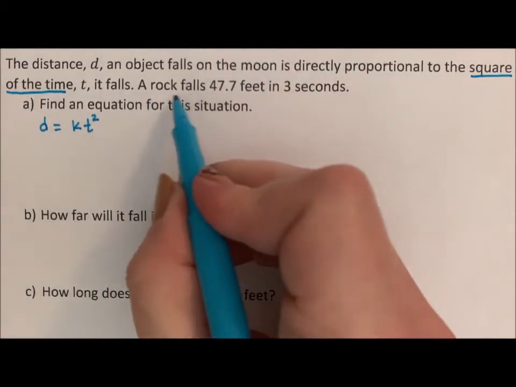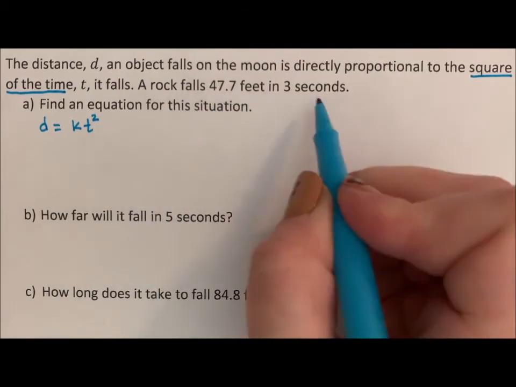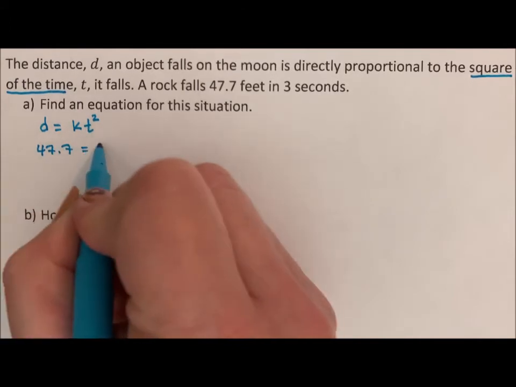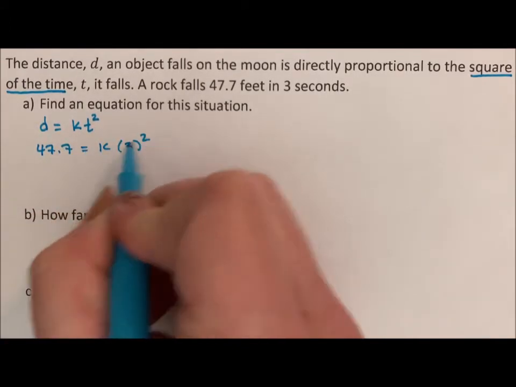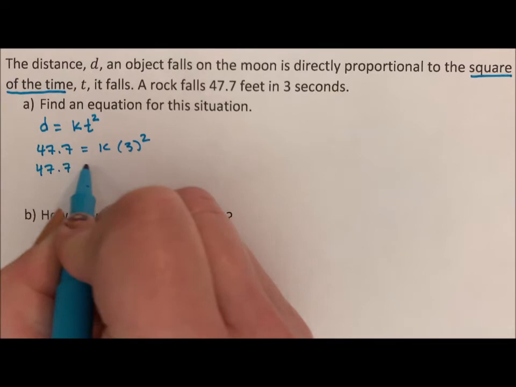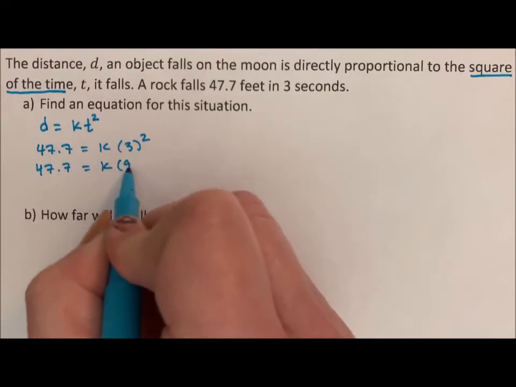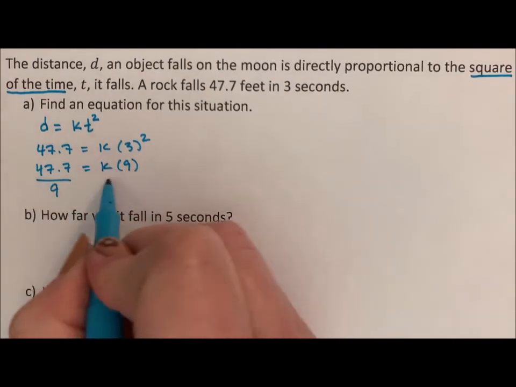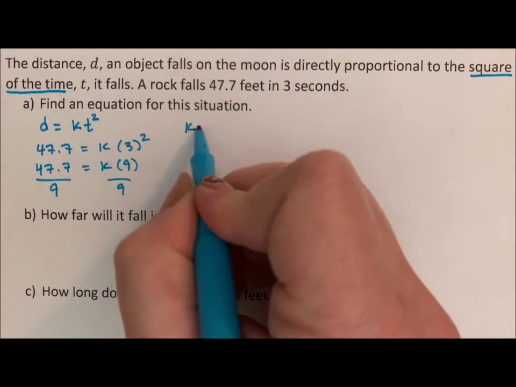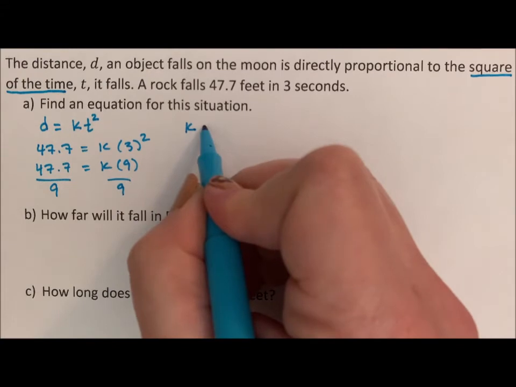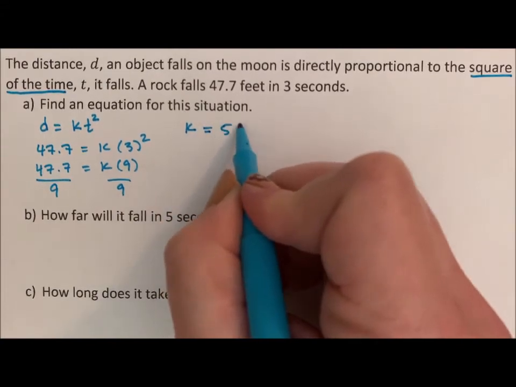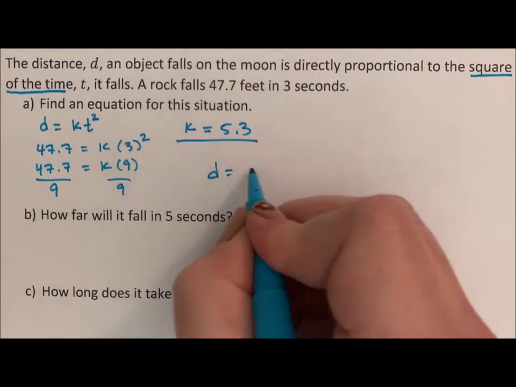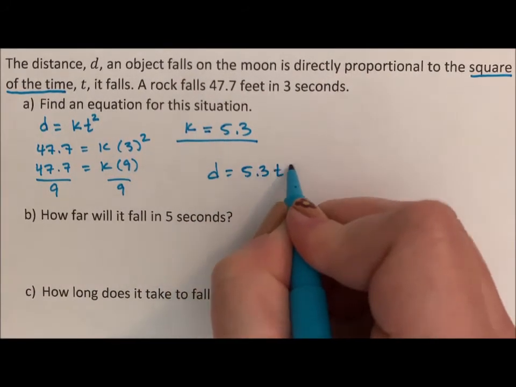So a rock falls 47.7 feet in 3 seconds. Now we do need to make sure that the 3 is squared. We have to make sure that when we solve this, our input is a squared number. So our constant of proportionality in this situation is 5.3. It is still an important number. So distance is 5.3 t squared.